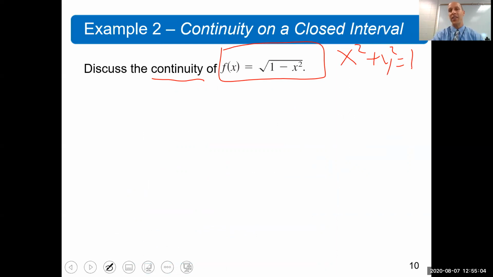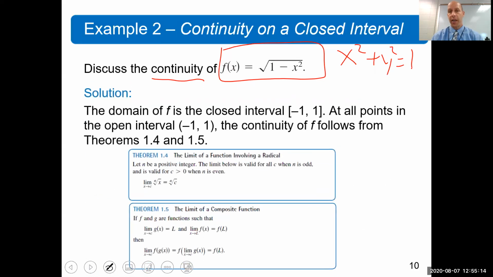So what is this? This is a circle. It's the upper half of a circle with a radius of 1. And we want to discuss the continuity. So this particular function has a domain that goes from -1 to 1 because that's what the radius is. At all points in the open interval from -1 to 1, it's continuous. There's no issues with this function as long as we're between 1 and -1. Where we run into issues is when we start getting close to either the -1 or the 1.